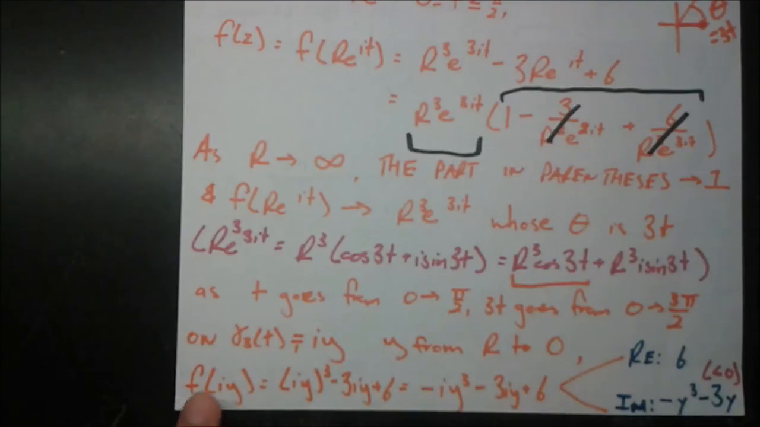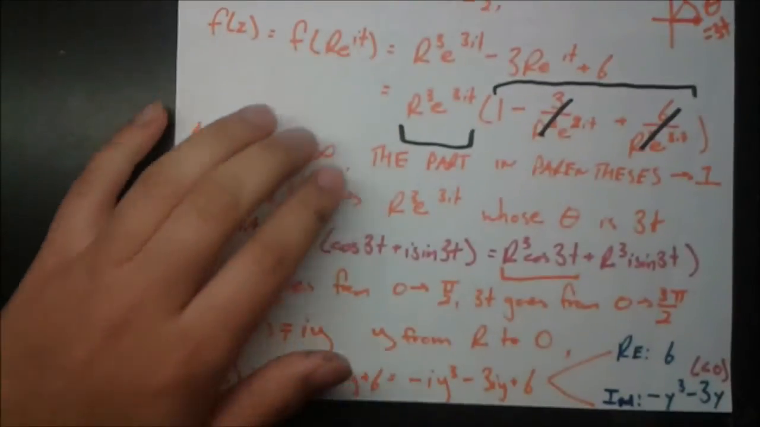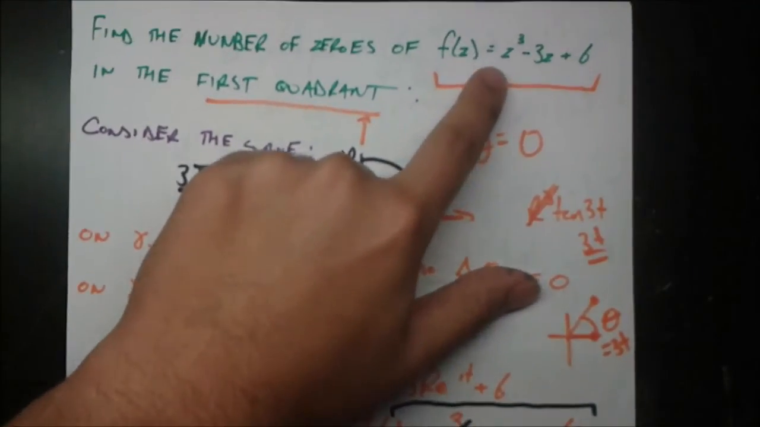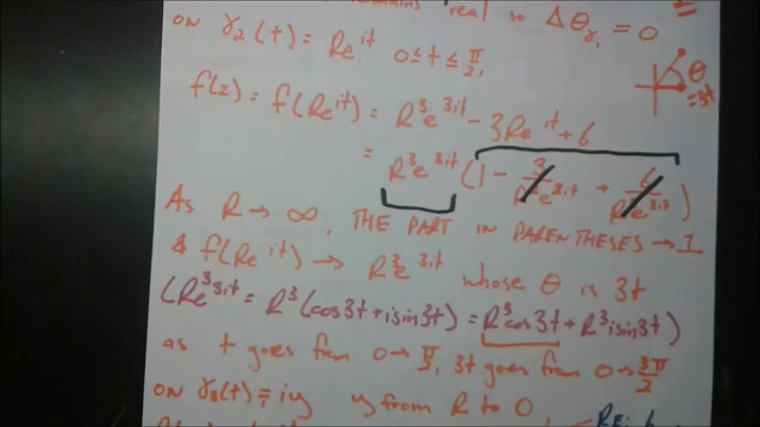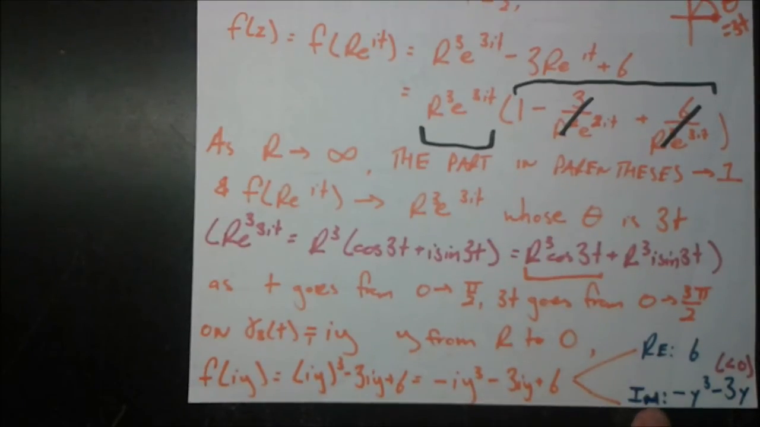Okay, so let's go ahead and plug in iy as our z right here to shed some light on what this is going to be. So I plug in iy everywhere I see a z here. I'm going to get (iy) cubed minus 3iy plus 6, and I'm going to rewrite this as negative i y cubed minus 3iy plus 6. And now what's the real part of this? It's going to be just 6. What's the imaginary part? It's going to be negative y cubed minus 3y.